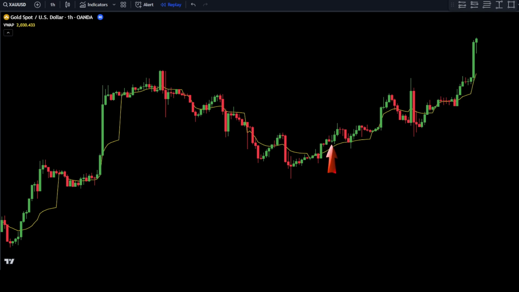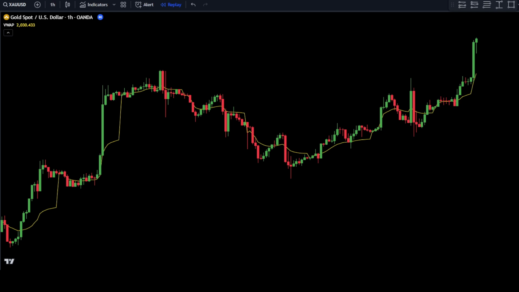If the price candlestick is above the VWAP line, it indicates a bullish trend. In this position, your main focus is to look for points to place the best buy orders. On the other hand, if the price candlestick is below the VWAP line, it indicates a bearish trend. In this position, your main focus is to look for points to place the best sell orders.